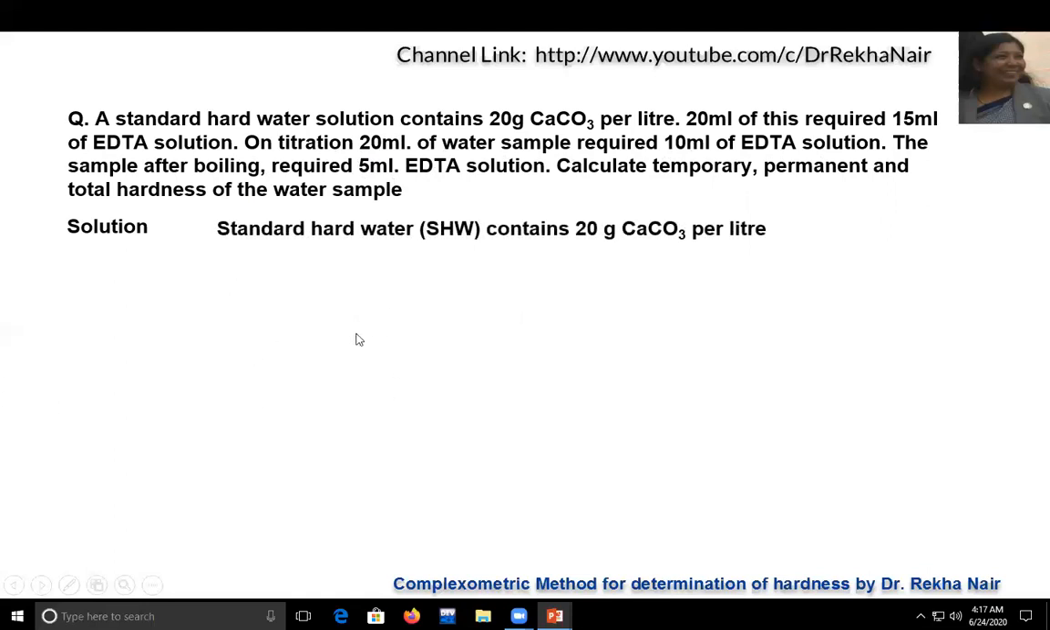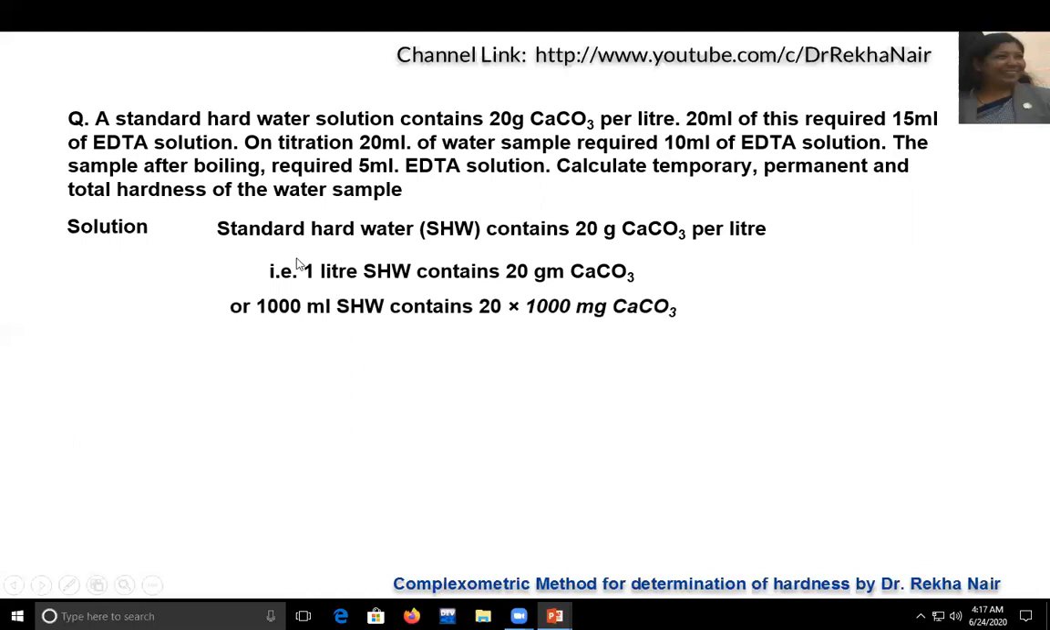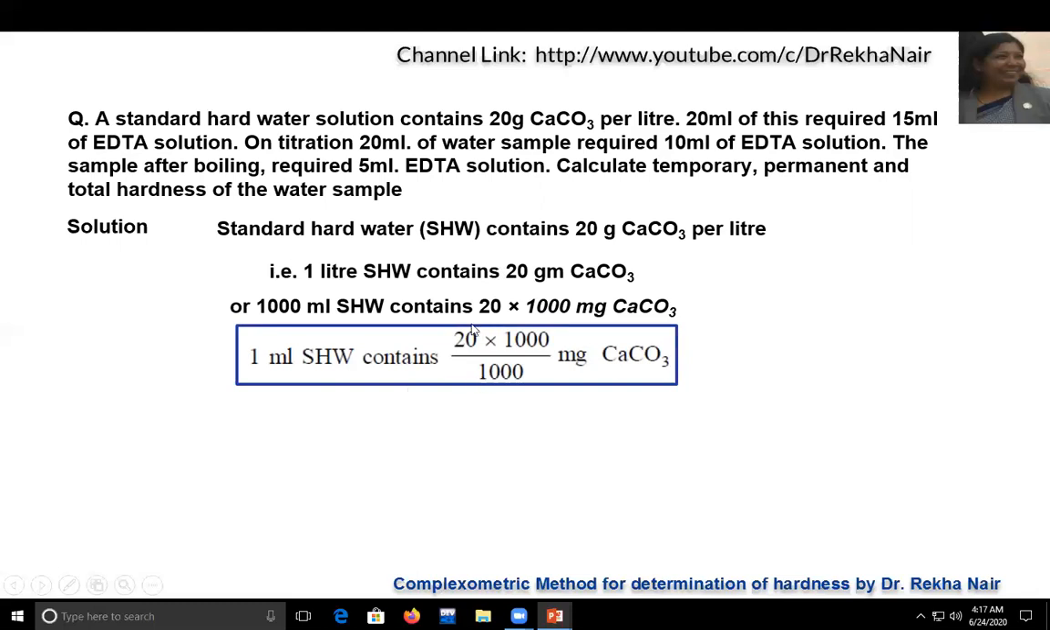So we know that the standard hard water sample contains 20 gram of calcium carbonate. We have to see in 1 ml how much milligram calcium carbonate. So 1 liter means 1000 ml and 20 gram means 20 into 1000 milligram. So for 1 ml we divide it by 1000. So 1 ml SHW means 20 into 1000 upon 1000 milligram calcium carbonate. Or we can say 1 ml standard hard water contains 20 milligram of calcium carbonate instead of 1 milligram in previous examples.